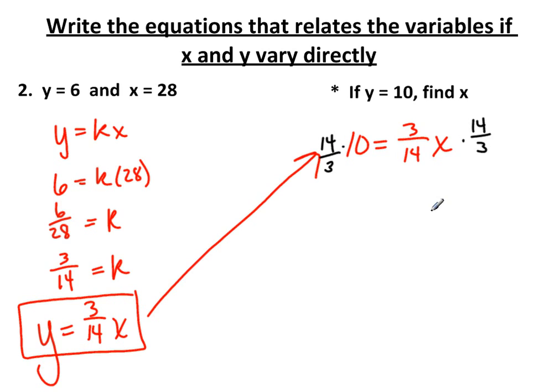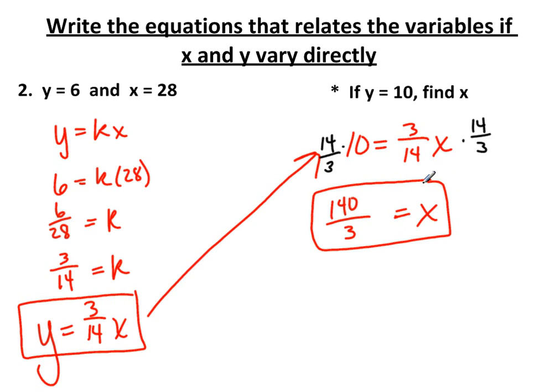And then write my final answer. That simplifies to just a single x, and here I'm going to get 140 thirds. I can tell it's divided by three, so I'm going to get a repeating decimal, so I'm just going to leave my answer just like this. So x would equal 140 thirds.